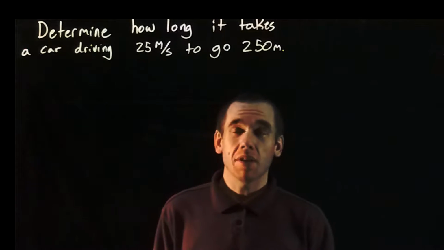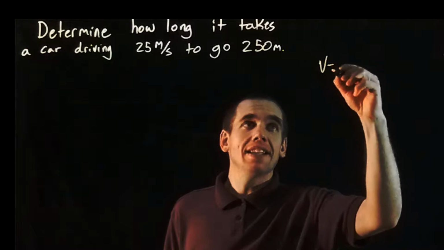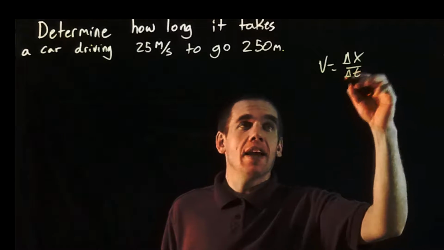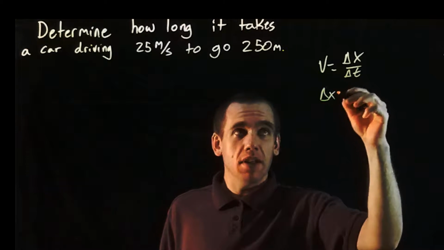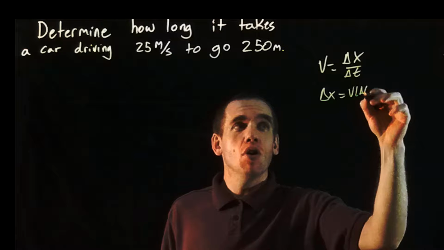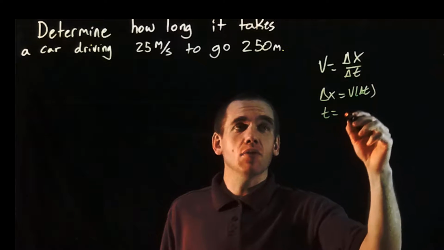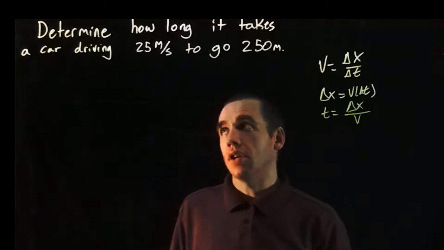In this lesson, we're going to work a couple practice problems, getting familiar with the equation. Of course, velocity equals displacement over time. And we can rewrite that, remember, in two other ways. We can say delta x, or displacement, equals velocity times time. Or we can write that as time is equal to change in position, displacement, divided by velocity.